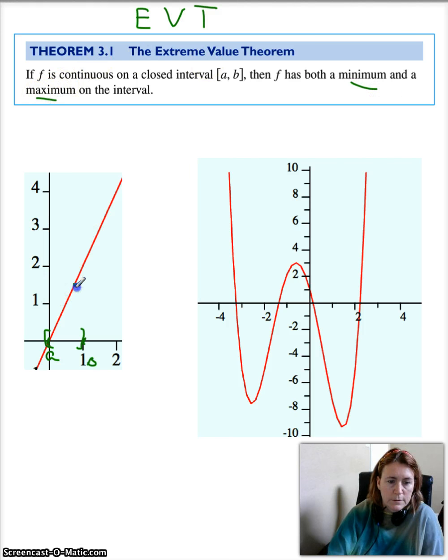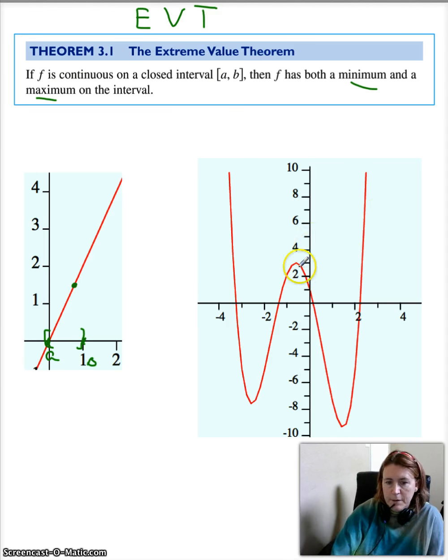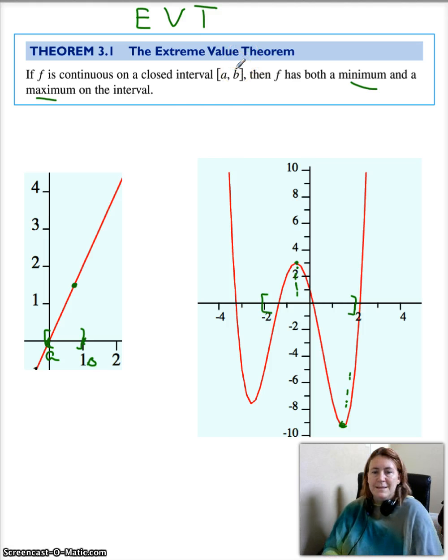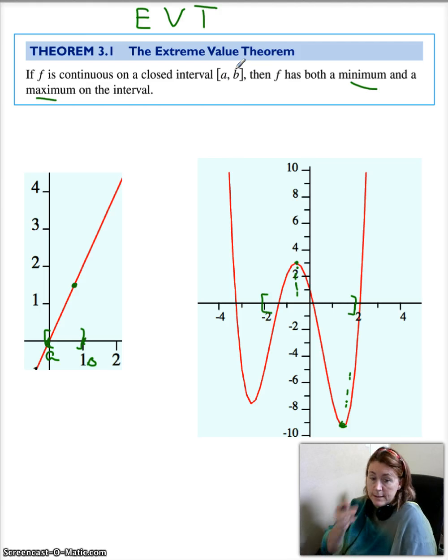And lo and behold, for a line, it's very easy to read off what those mins and maxes are. If we come over to a function like this, it's not necessarily so clear. If we look at this, clearly there is a maximum here and a minimum here. The extreme value theorem doesn't tell you what the value is. It merely tells you it exists.